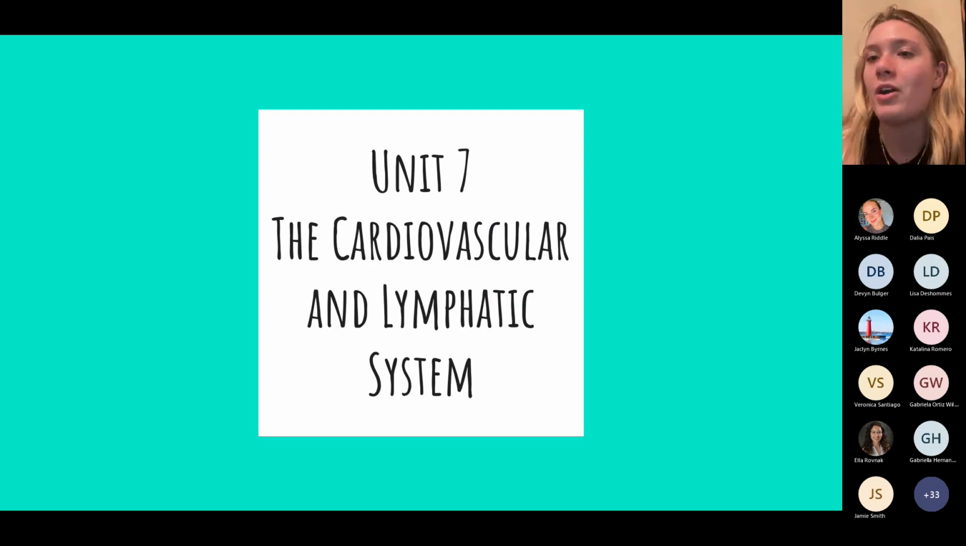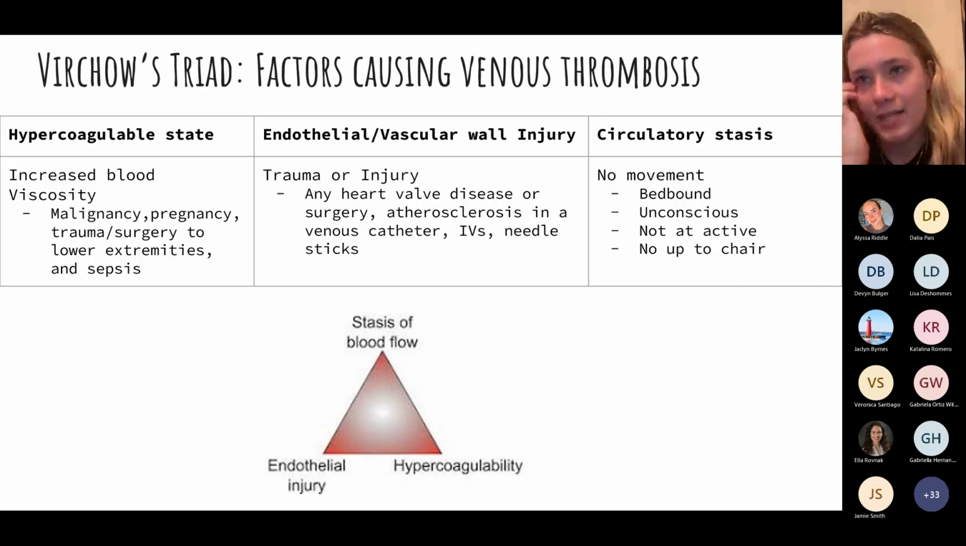Now we're going to talk about our cardiovascular and lymphatic system. So what in the world is Virchow's triad? Well, in order to assess my patient's risk for a pulmonary embolism or a blood clot, I'm going to look at Virchow's triad. This is what's going to put my patient at risk for developing a blood clot. So there's three components: our hypercoagulable state, vascular wall injury, and circulatory stasis.